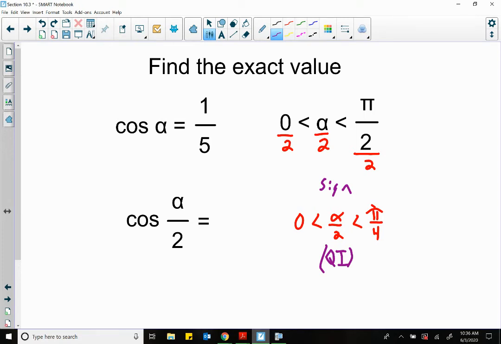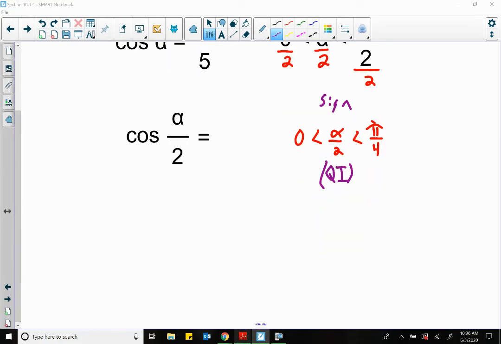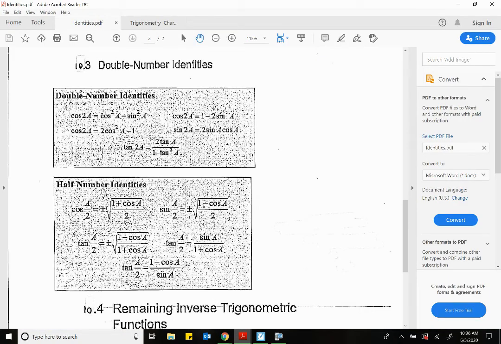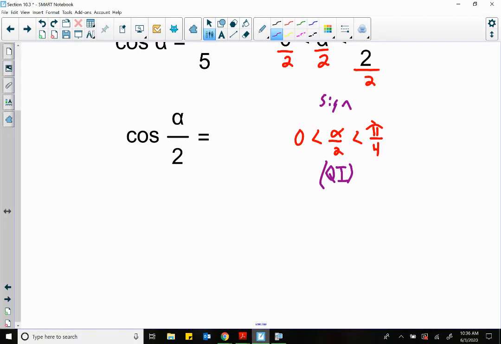And so now all you're going to do is use your formula, okay? Find a cosine half angle formula that we can plug 1/5 into and solve. And go. Okay. So we're just going to come down here. Let's go in here. We got cosine half angle. There's only one. And we don't have to worry about the plus or minus because we know it's going to be positive because we're in quadrant 1. So we just need to take 1 plus cosine A divided by 2 and the square root of that. So we're going to have the square root.